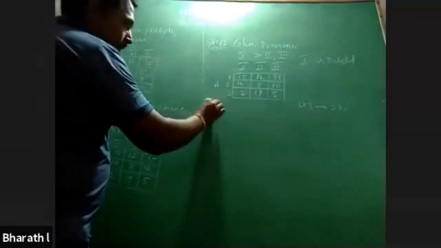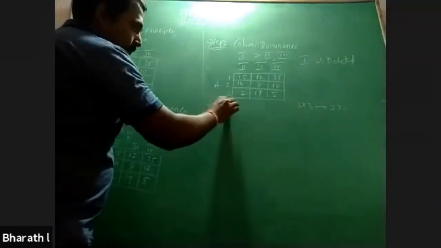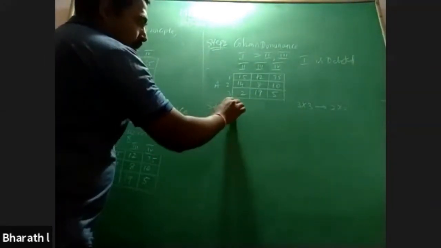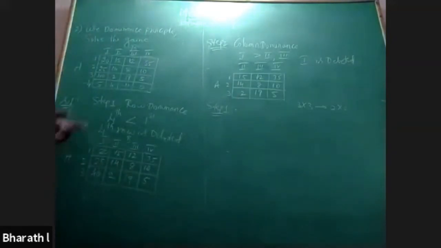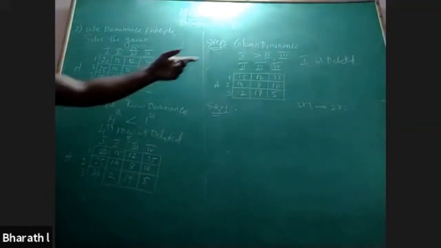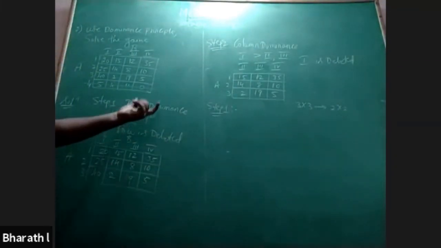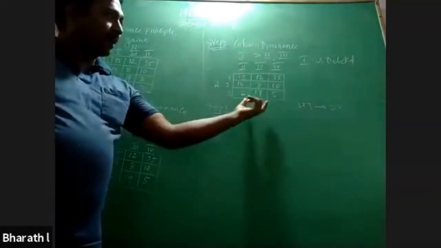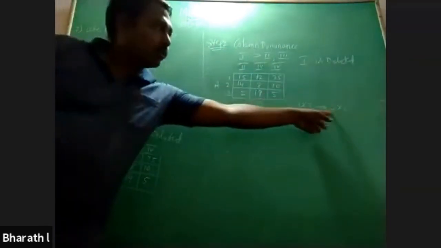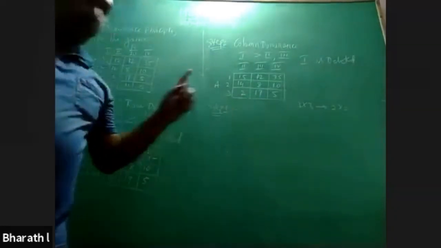And then we'll apply step 1 again. As per the dominance rule, we have 4 steps. That is step 1, row dominance. Step 2, column dominance. Step 3, modified row dominance. But here, after applying row dominance and column dominance, if the size of the matrix is not reduced to 2 cross 2, we will apply step 1 again.